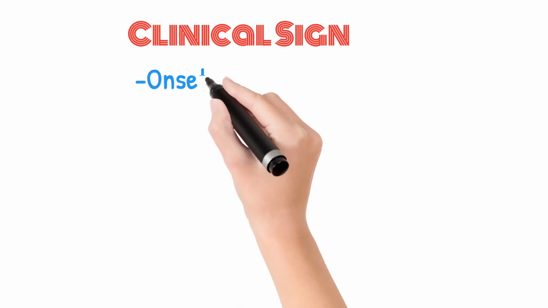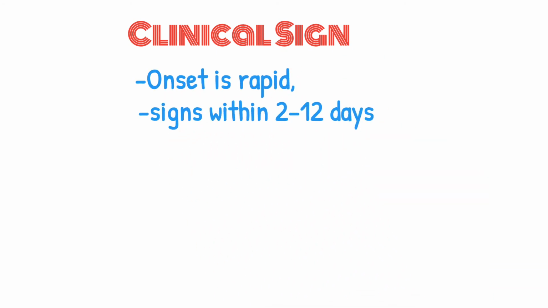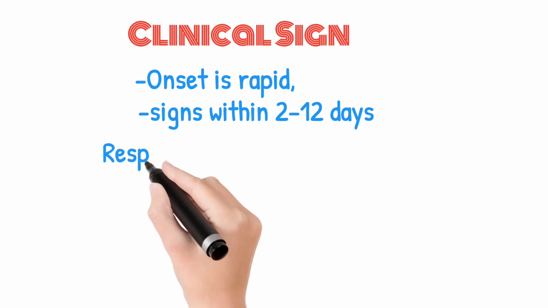Clinical signs. Onset is rapid, and signs appear throughout the flock within 2 to 12 days, average 5, after aerosol exposure. Spread is slower if the fecal-oral route is the primary means of transmission, particularly for caged birds. Young birds are the most susceptible. Observed signs depend on whether the infecting virus has a predilection for respiratory, digestive, or nervous systems.